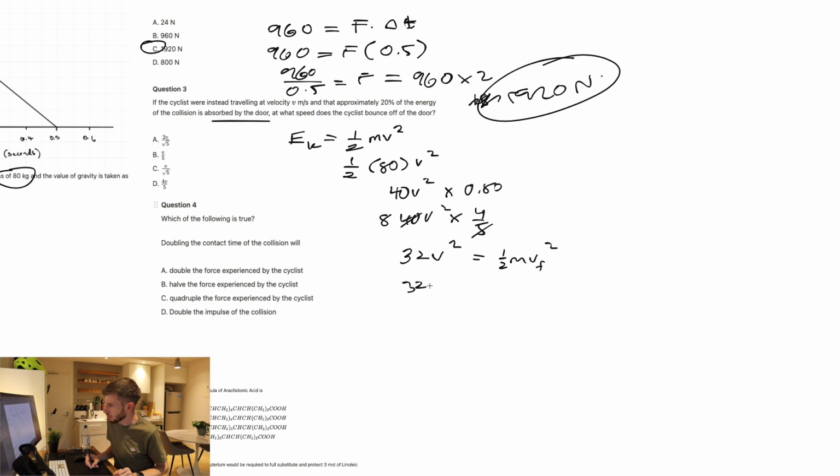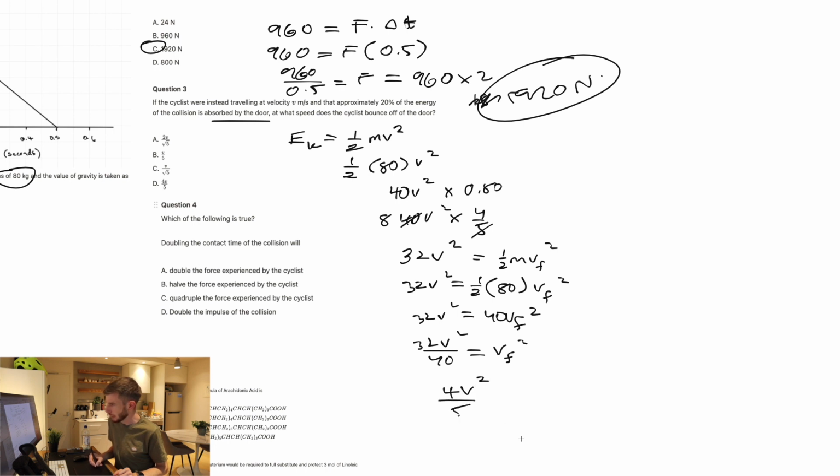So 32v squared is equal to half times 80 times vf squared. So 32v squared is equal to 40 vf squared. We can divide by the 40. We get 32v squared over 40 is equal to vf squared. And then we can simplify this fraction into 4 over 5, dividing them both by 8. So 4v squared over 5 is equal to vf squared.